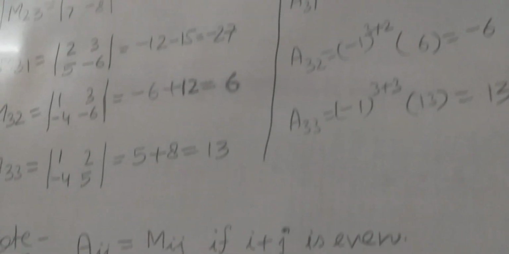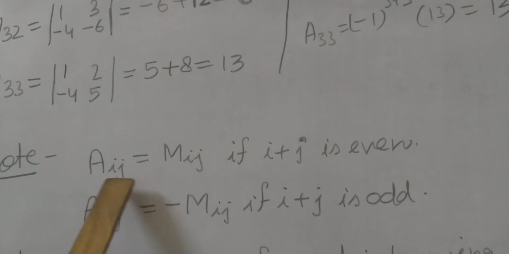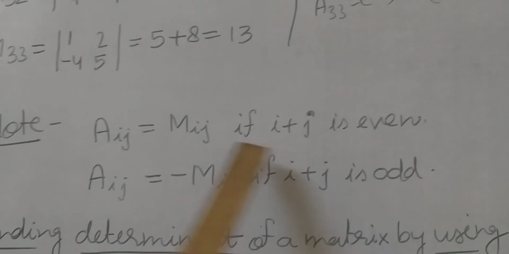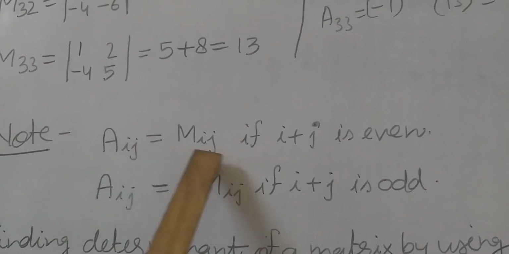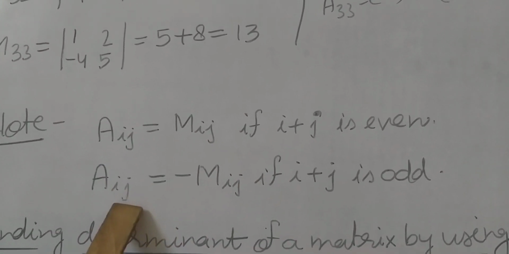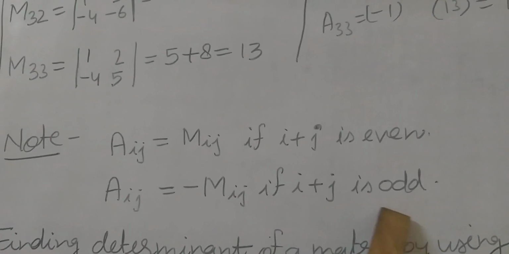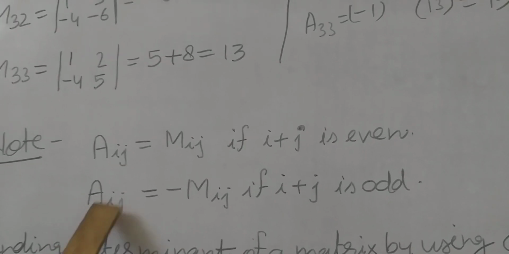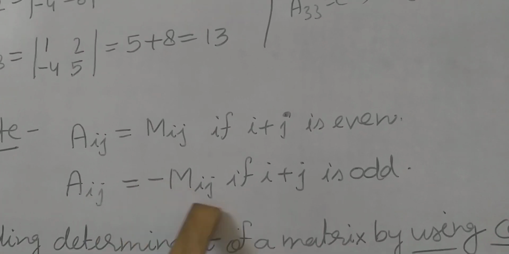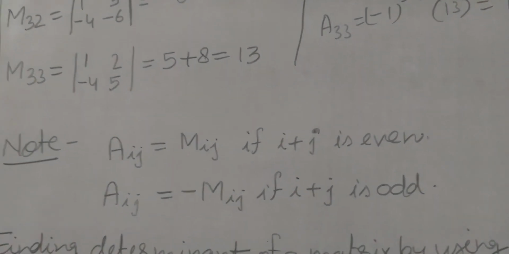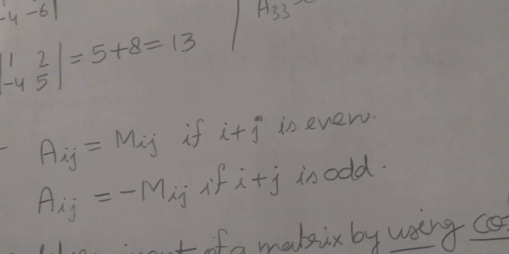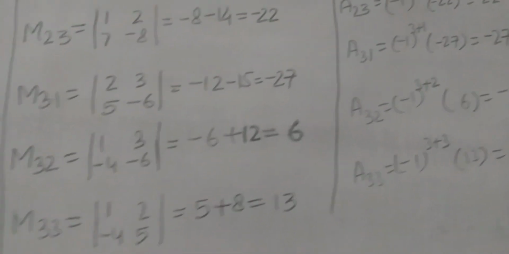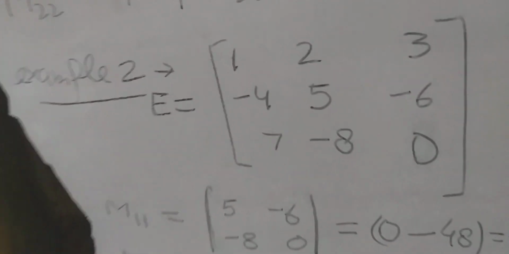We change the sign because 2 plus 1, the sum of i plus j, is odd. So students, this rule you have to remember. If the sum of i plus j is even, then minor and cofactor are equal. And if the sum of i plus j is odd, then cofactor equals minus minor. We have to change the sign of the minor to get the cofactor if the sum of i and j is odd. Okay students, this is the method of finding minor and cofactor.